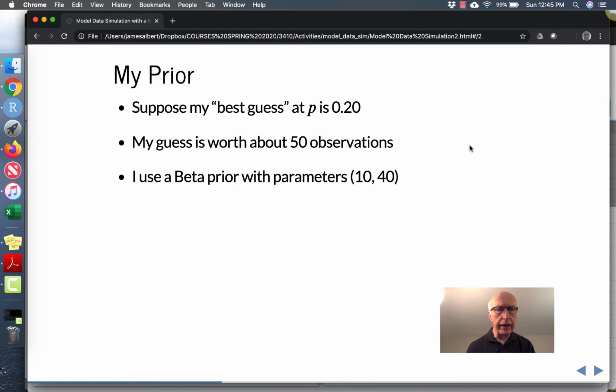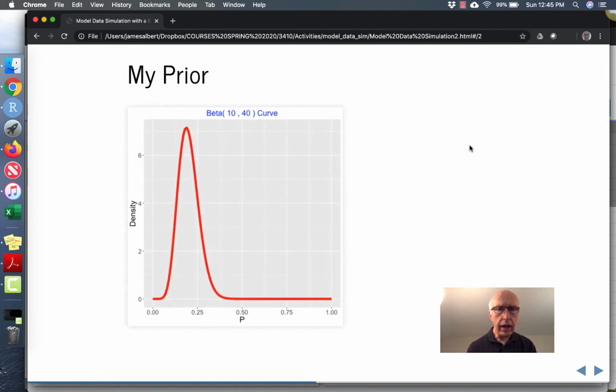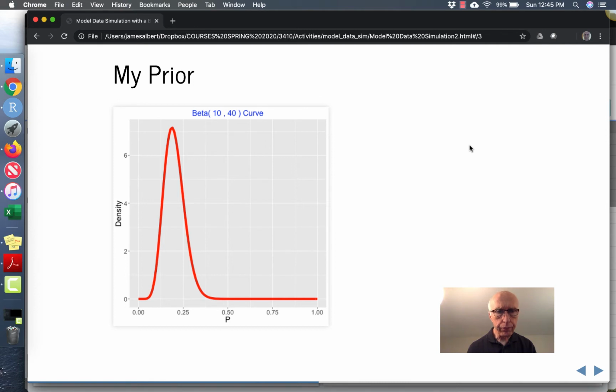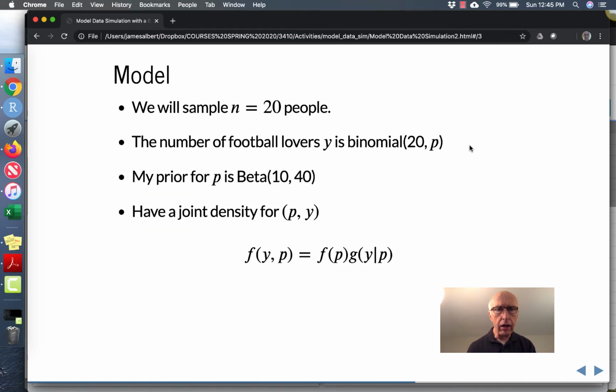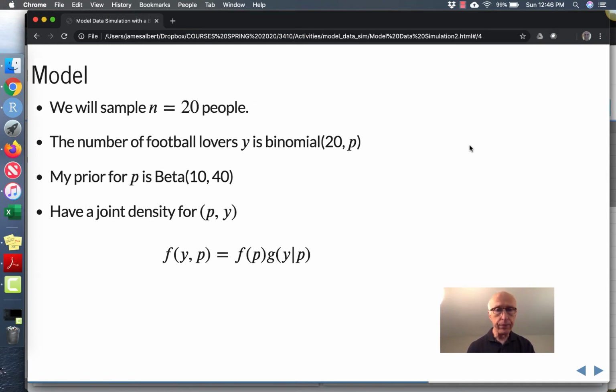And let's suppose that my guess is worth about 50 observations. So I'll be using a beta prior with shape parameters 10 and 40. And there's a picture of my prior. Now, here's my model then. We'll be sampling 20 people, and the number of football lovers, y, is binomial with probability of success p, and my prior for p is beta with parameters 10 and 40. And there I've written the expression for the joint density.